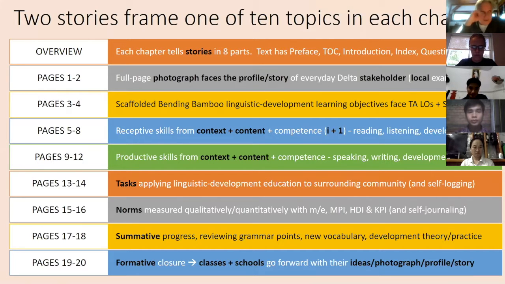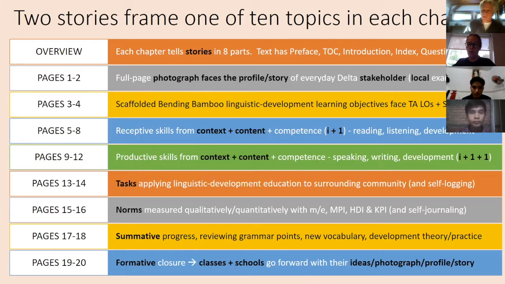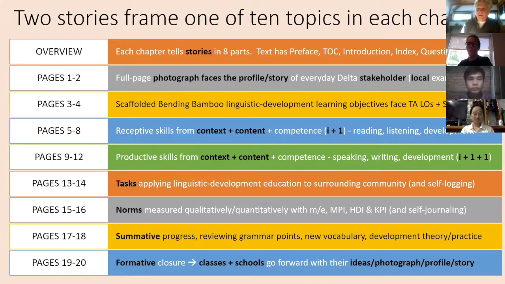To the question that I just had before we started from Zui, explain a little bit more clearly the 10 topics and how each chapter is presented. So that's what this page does. First, an overview. Each chapter will tell stories in 8 parts. And the text overall, which will be 10 topics, 10 chapters, will have a preface. The preface explains who we are, what Bending Bamboo is. It will have a table of contents, TOC, an introduction, and the introduction will explain IC5 and our methodology.